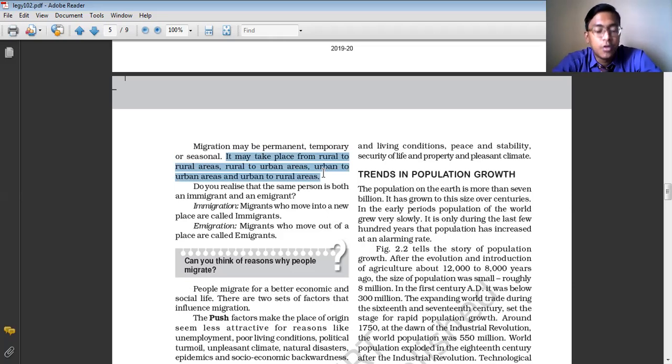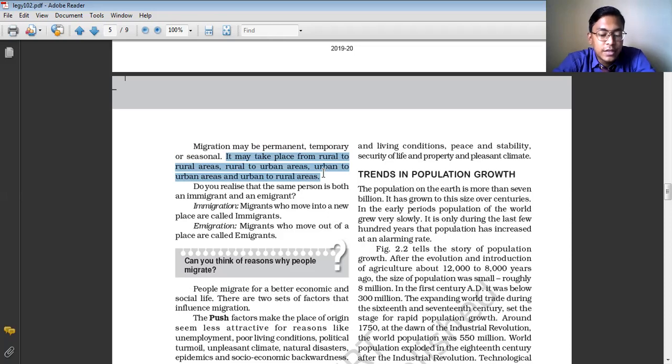Now one more thing I want to add here: migration may be internal or international. Internal migration basically means when people are migrating within their country. Suppose a person is migrating from Siliguri to Kolkata or from Siliguri to Kerala or Bangalore, anywhere within the country, so it is an example of internal migration. But suppose a person is migrating from Siliguri to Dubai, USA, UK, or any other country in the world. So that is international migration.